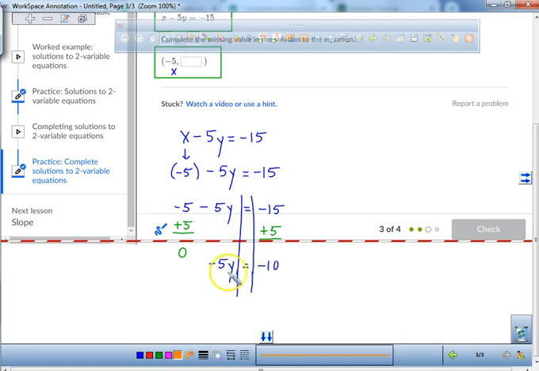Does anybody know what we need to divide both sides by? What is it? No, not 5. Negative 5. Yes, divide both sides by a negative 5. And a negative divided by a negative is a positive. And y equals negative 10 divided by negative 5, which is a 2.